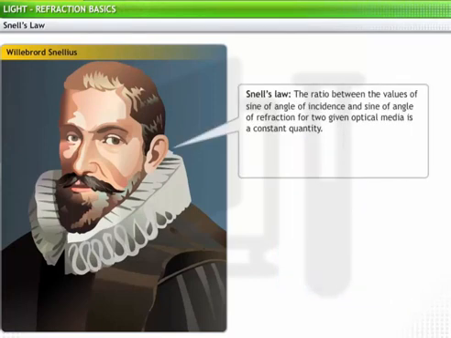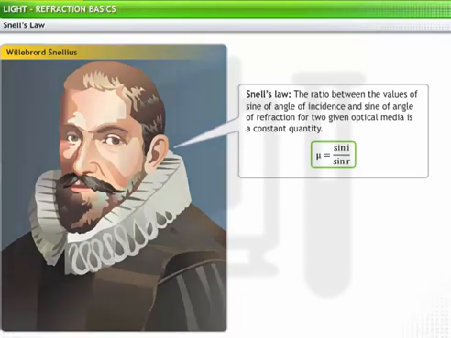According to Snell's law, the ratio between the values of the sine of the angle of incidence and the sine of the angle of refraction for two given optical media is a constant quantity. Snell's law can be verified through an experiment using a glass slab, a white paper, and some pins.